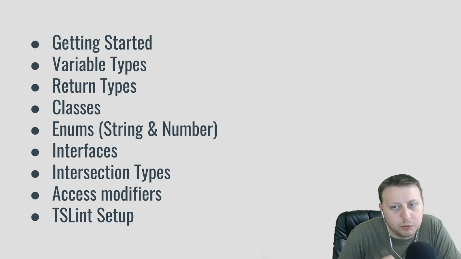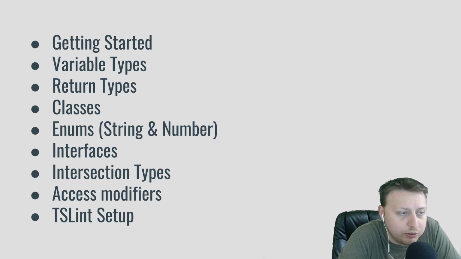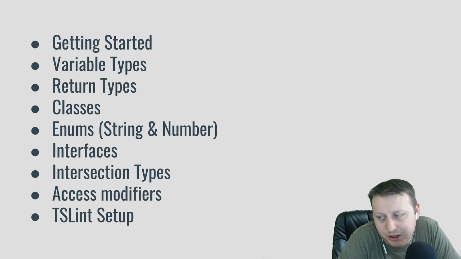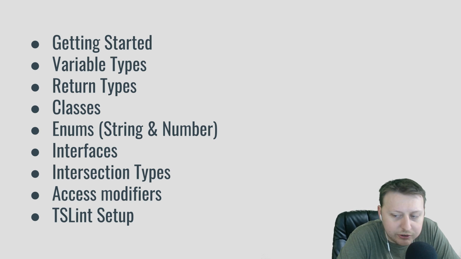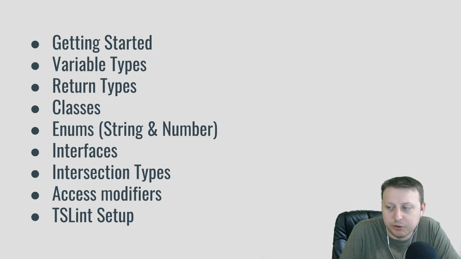So what are we going to be covering? Well, we're going to showcase how to get started, how to assign types on variables, how to assign return types on functions. We're going to be talking about classes a little bit, although that's more of an ES6 item. We're going to be talking about string enums and number enums. We're also going to be talking about interfaces, intersection types, briefly about access modifiers, and then we're going to be talking about how to set up lint so that if you are doing TypeScript and you want your code to be more readable and maintainable, how you can make sure that it's even better in adhering to the latest standards. So that's what we're going to be diving into. Let's go ahead and jump right in.